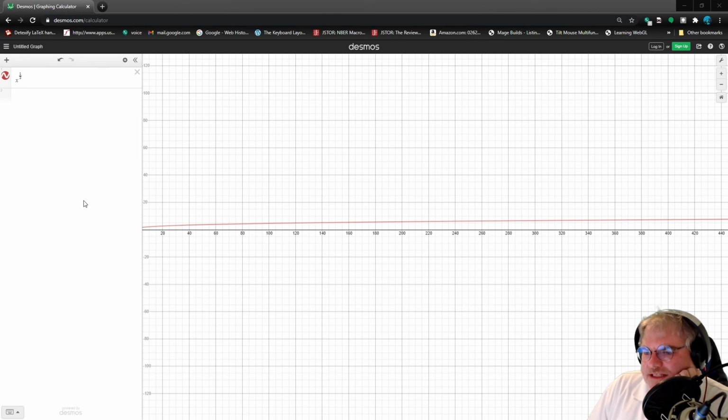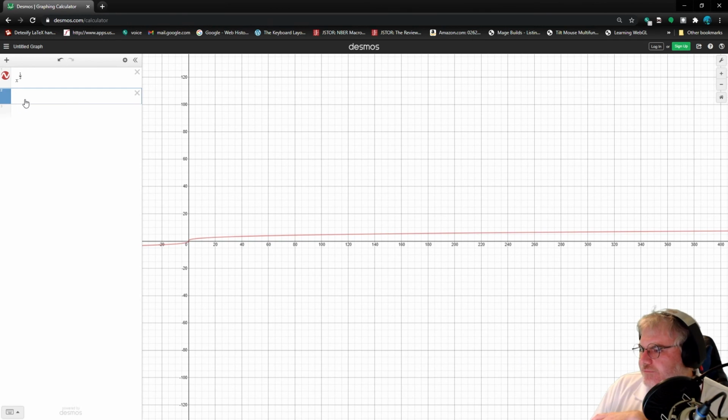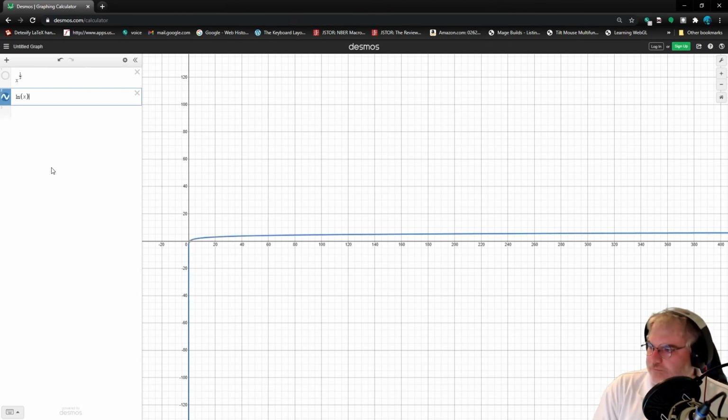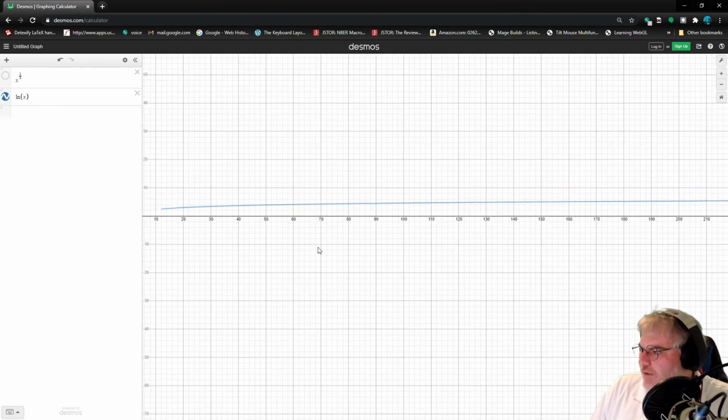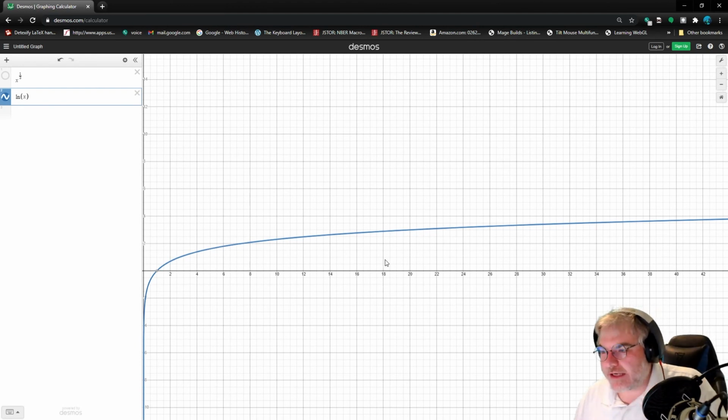Okay, can someone give me an example of another function where the limit is infinity, but it's always concave down? How about the natural log? This thing is always concave down, right? But as I go, it will get to infinity. It just gets to infinity very, very slowly. It will get there.